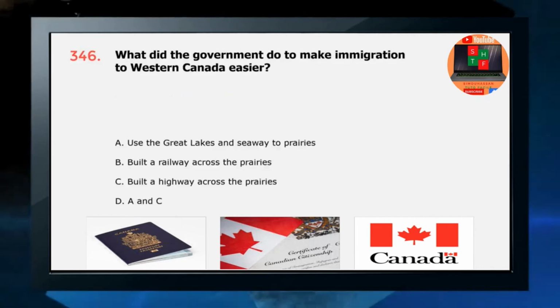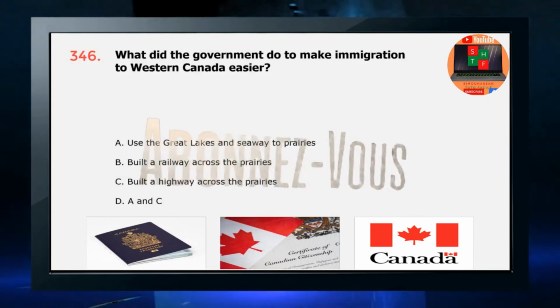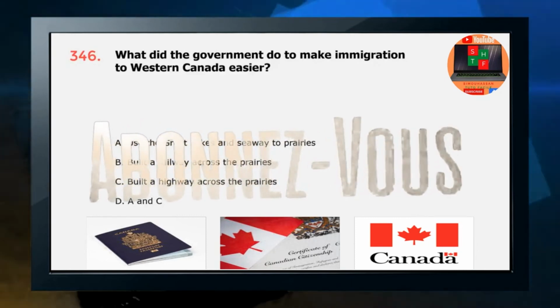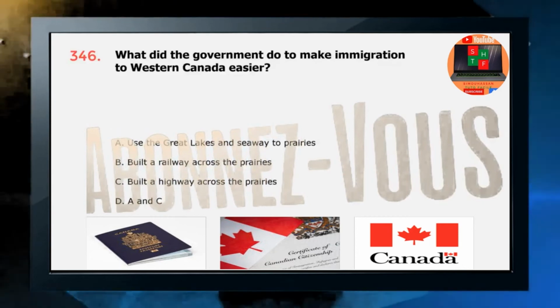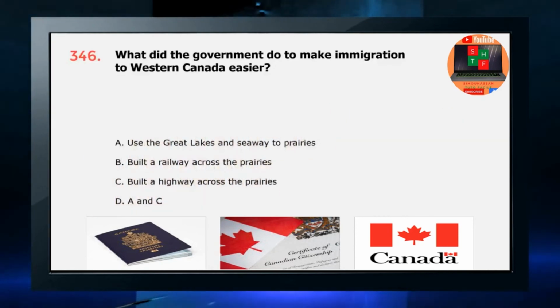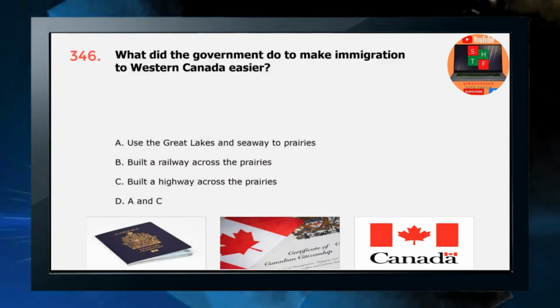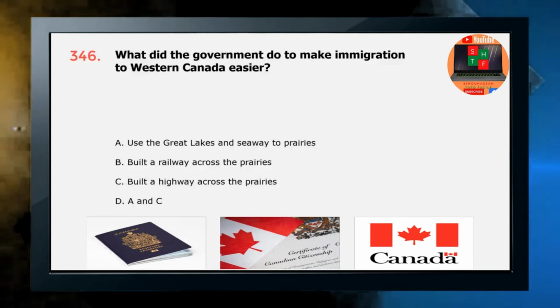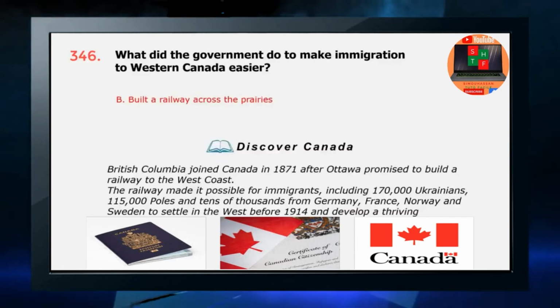Question 346. What did the government do to make immigration to Western Canada easier? A. Use the Great Lakes and Seaway to prairies. B. Built a railway across the prairies. C. Built a highway across the prairies. D. A and C. The answer is B. Built a railway across the prairies.